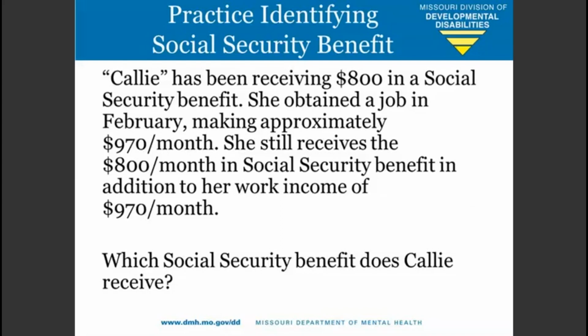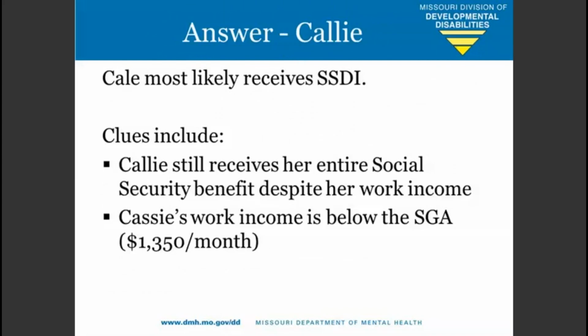SSDI. Yeah, Jasmine got it. All right. And so the clues are Callie still receives her Social Security benefit despite her work income. So that amount didn't change any. She's still getting that full benefit amount that she was receiving before. And Callie's work income is below SGA of $1,350 a month. So those are our clues for that one.